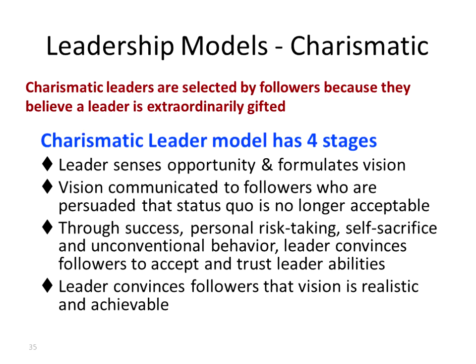Next type of leader is called charismatic leader. Charismatic leaders are selected by followers because they believe a leader is extraordinarily gifted. Charismatic leader model has four stages. A leader tends to see an opportunity and formulate a vision. The vision is communicated to the followers, who are persuaded that the status quo is no longer acceptable. Through success, personal risk-taking, self-sacrifice, and unconventional behavior, the leader convinces the followers to accept and trust the leader's abilities, and the leader convinces followers that the vision is realistic and achievable.